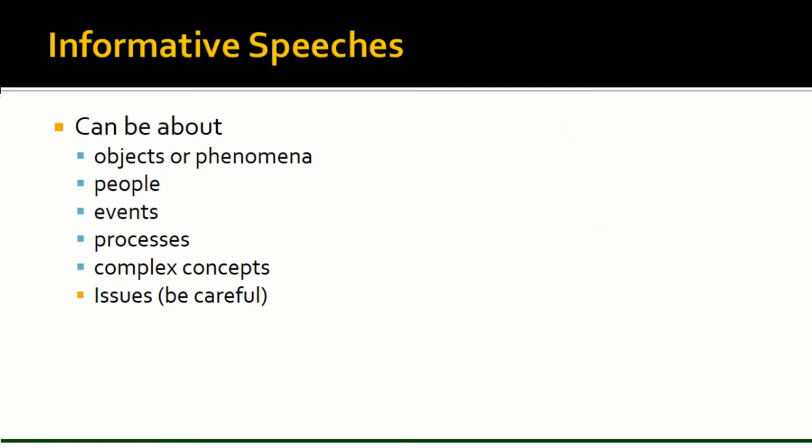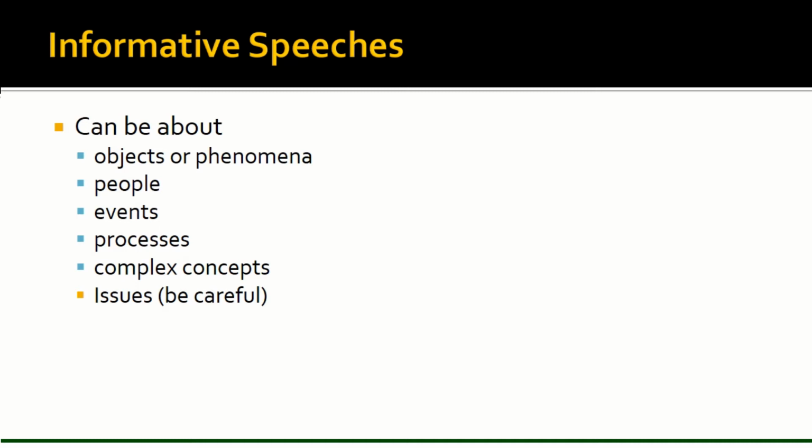Informative speeches can cover a variety of things. It could be about objects or phenomena. It could be about people, events, processes, complex concepts, or issues. Issues you have to be careful of because if something is an issue, by its very definition, that means it has at least two clearly defined, most likely opposing viewpoints. So if you're going to talk about an issue in an informative speech, you have to remain objective and not take sides.